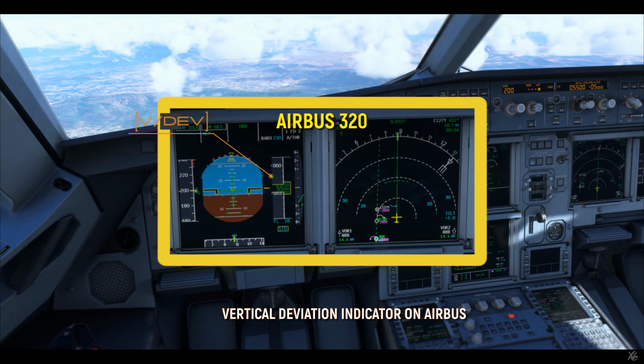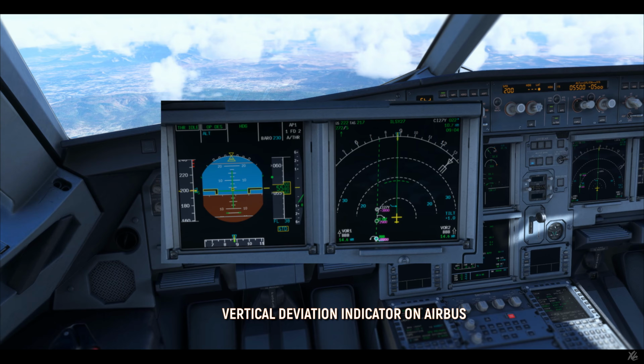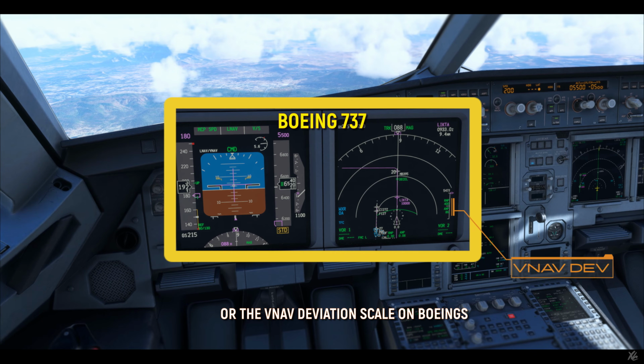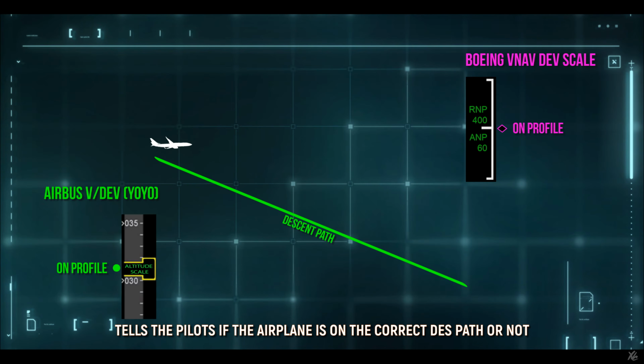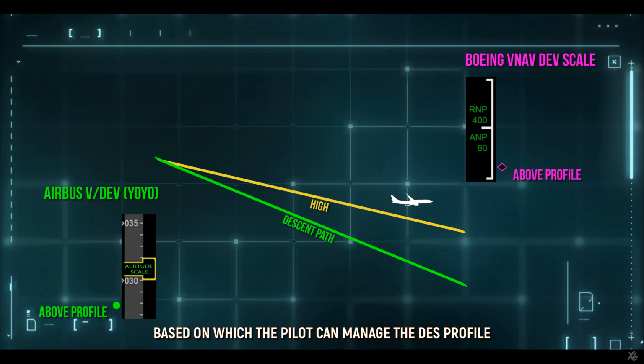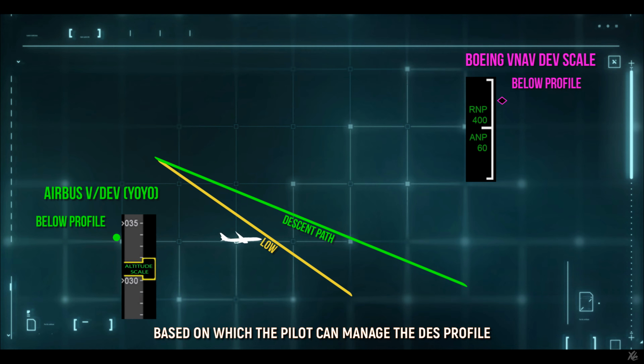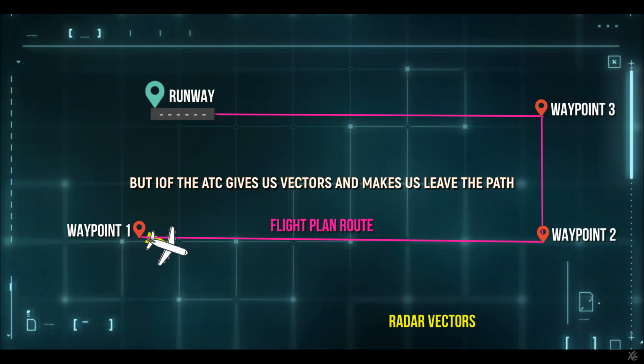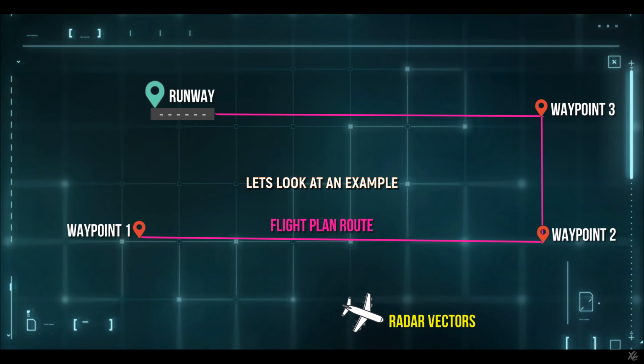Okay, the vertical deviation indicator, the V/DEV in the Airbus, or the VNAV deviation scale on the Boeings, tells the pilots if the airplane is on the correct descent path or not, based on different constraints, and based on which the pilot can manage the descent profile. But if the ATC gives us vectors and makes us leave the path, how do we get the best descent profile? Okay, let's take an example.